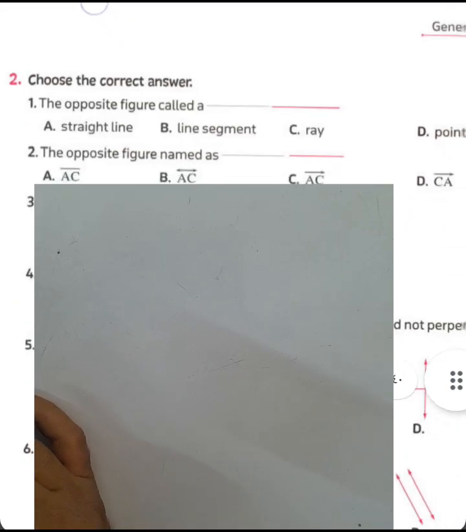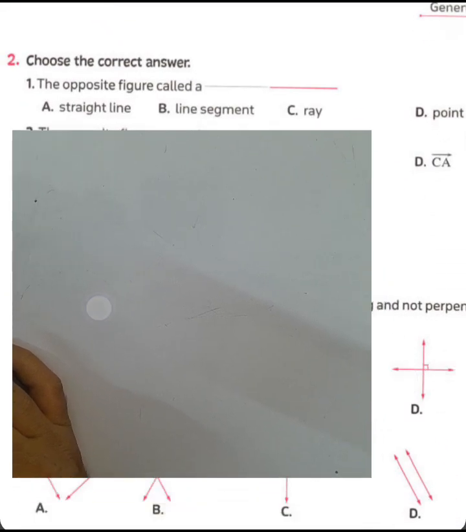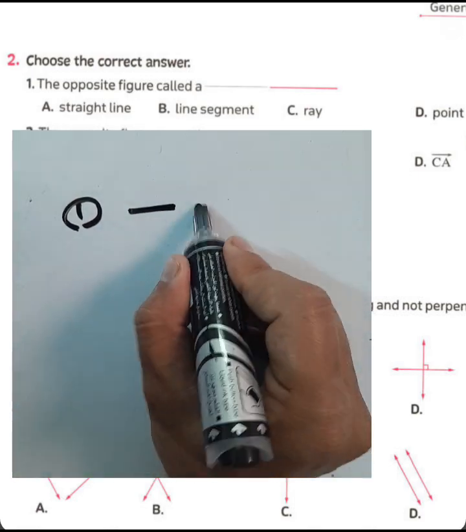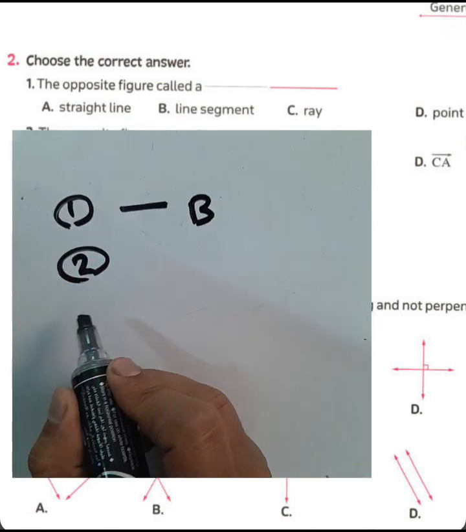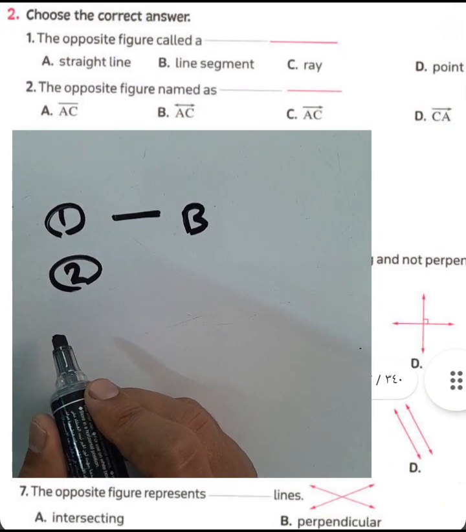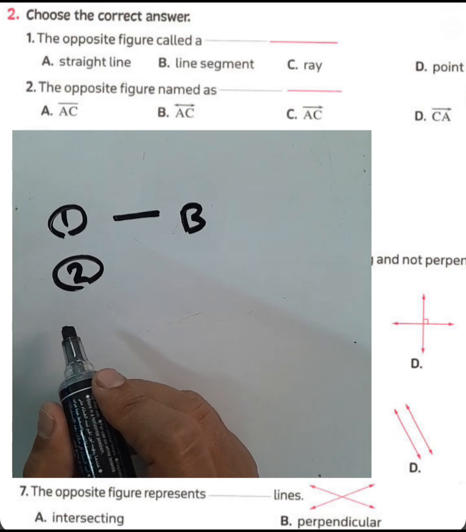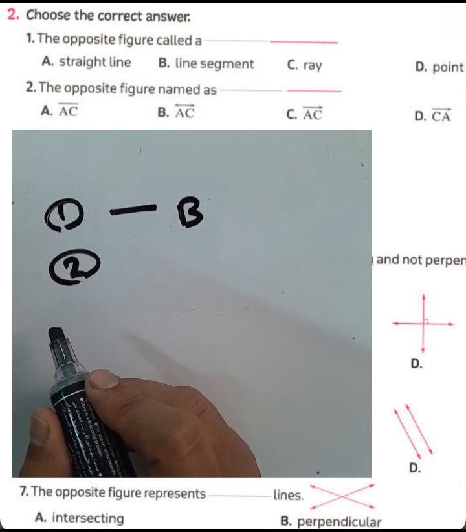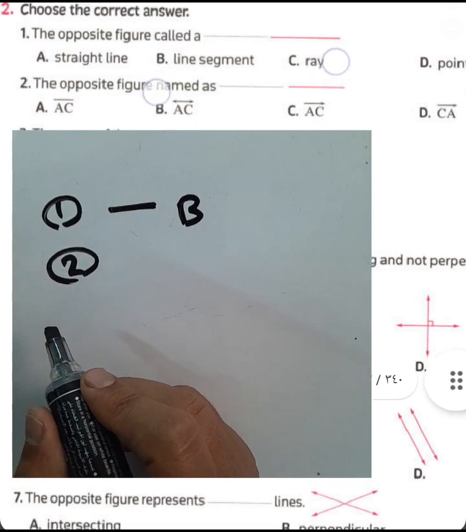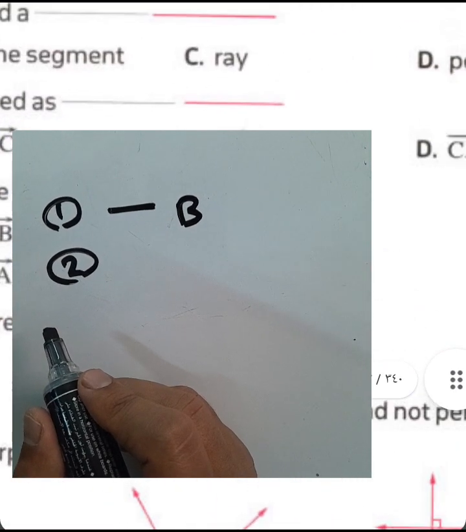Question number 2, choose the correct answer. The opposite figure is called a line segment. Choose letter B. It's a line segment. Question number 2, the opposite figure is what? We have the ray. Choose the letter.